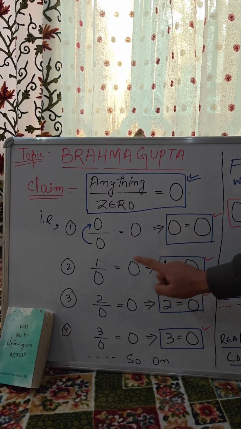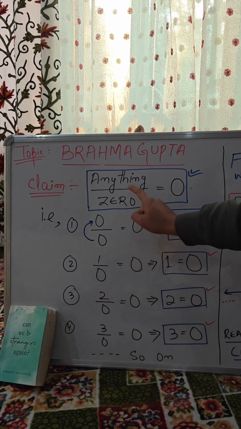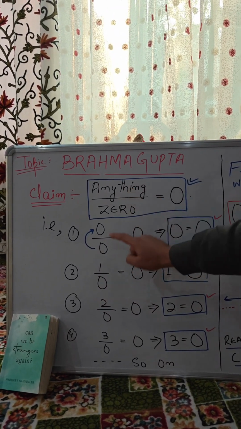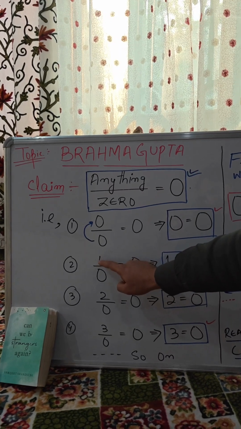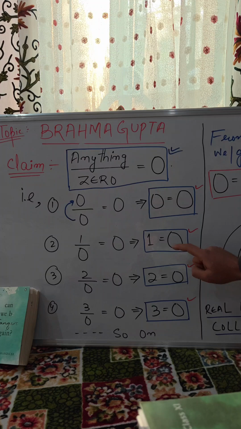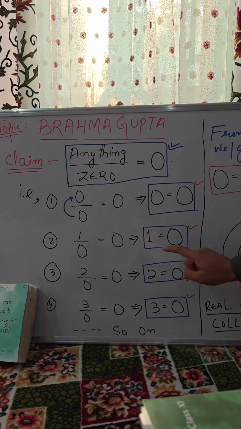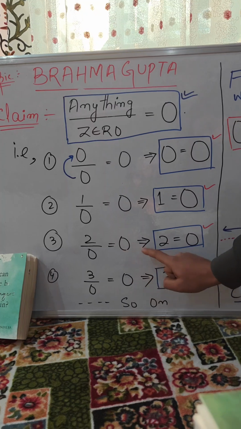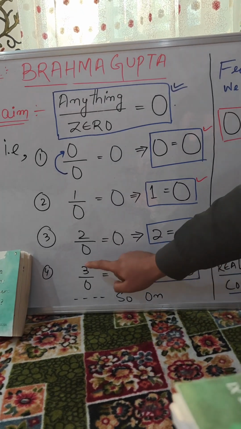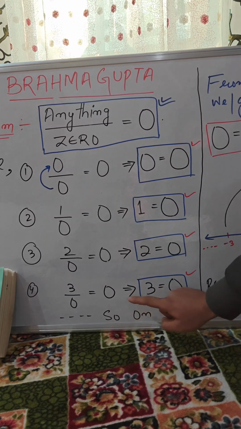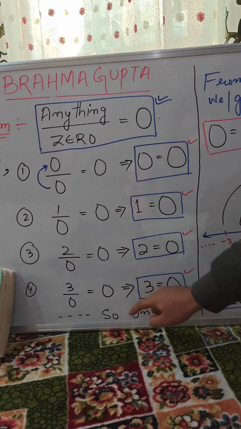Whenever 0 equals 0. So in the next step, in place of this "anything", we will replace it by 1. So what do we get? 1 divided by 0 equals 0, which implies 1 equals 0. In the third step, 2 divided by 0 equals 0, which implies 2 equals 0. 3 divided by 0 equals 0, right? It implies that 3 equals 0, and so on and so forth.